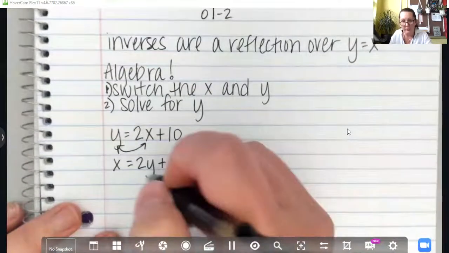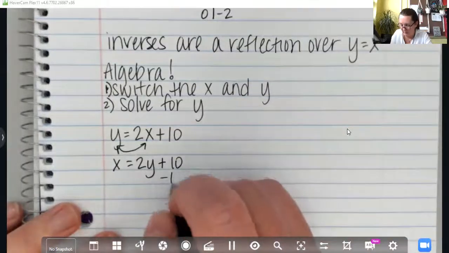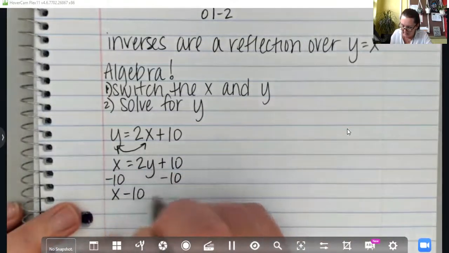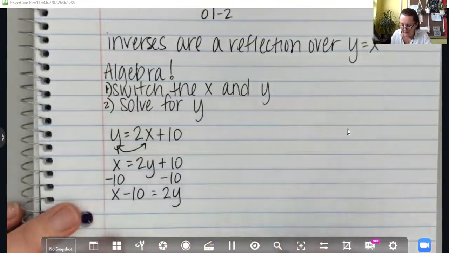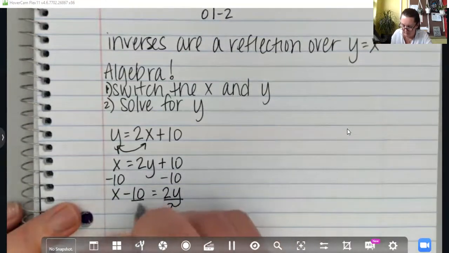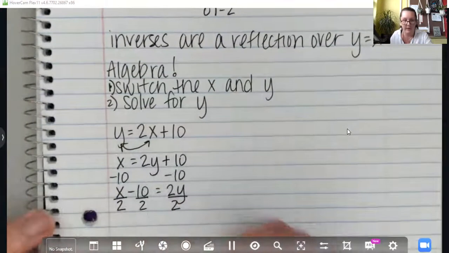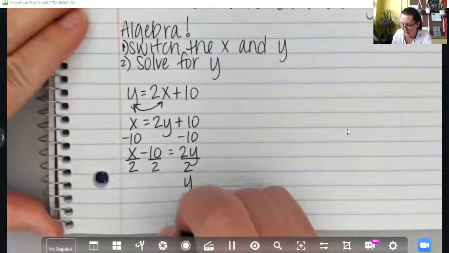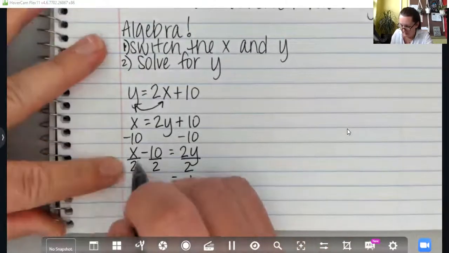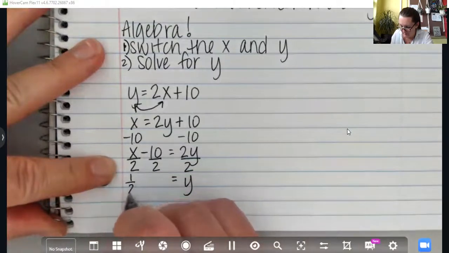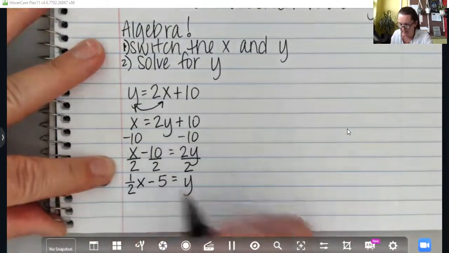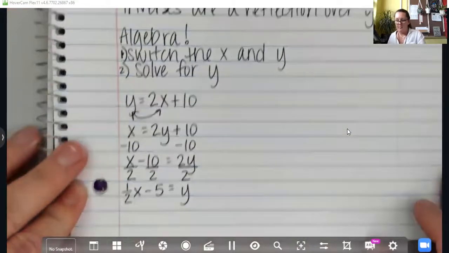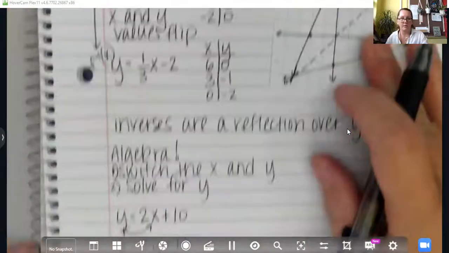So I need to solve for this letter here. So I'm going to get rid of the 10. So I have x minus 10 equals 2y, and we're going to divide by 2. Remember, divide everything. So we have y equals 1/2 x minus 5. All right, those two examples, and we'll do some more in class, but those are your two ways.